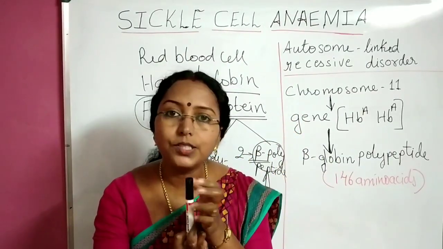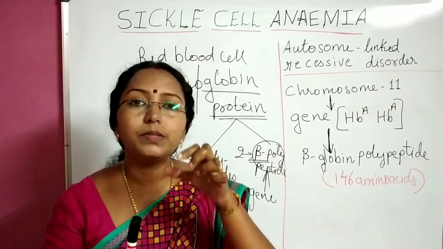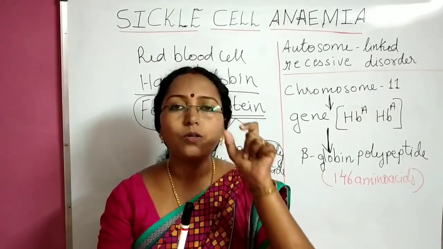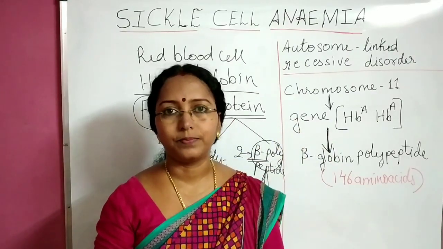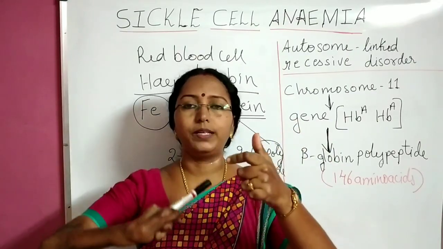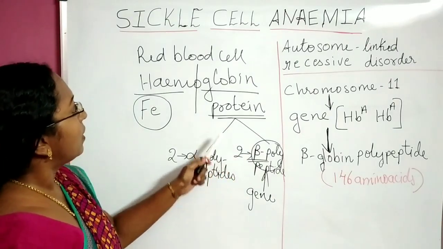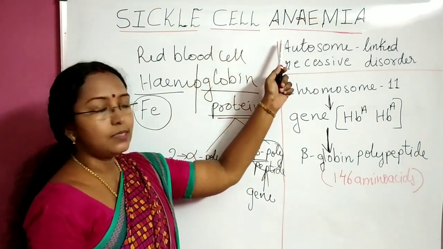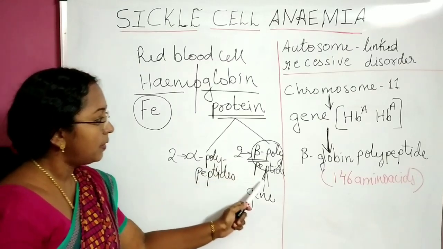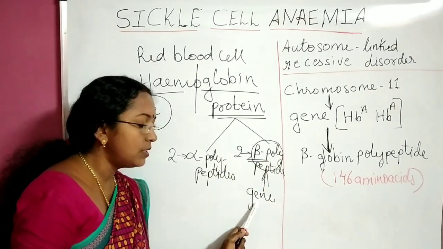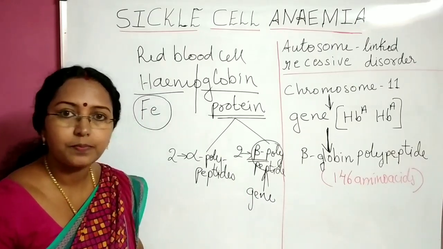Now where is that gene present? That gene is present on a chromosome. On which chromosome? On chromosome number 11. So that's how we are going. Okay. So we are saying sickle cell anemia is caused due to a defect in the beta polypeptide region because there is a defect in the gene that is producing it.